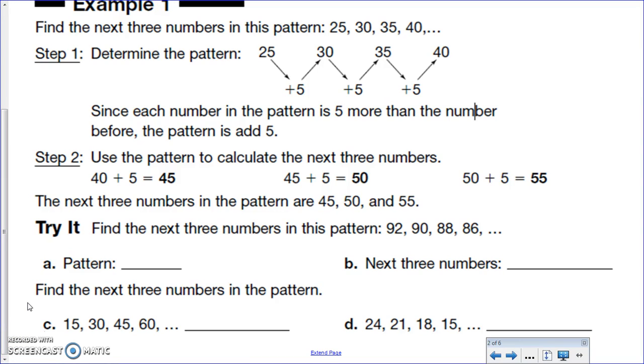Try it. Find the next three numbers in this pattern: 92, 90, 88, 86. So the first thing we have to do is figure out what we're adding or subtracting. And we know because the numbers are going down, we're subtracting. So from 92 to 90, we have minus 2. From 90 to 88 is minus 2. And from 88 to 86 is also minus 2. So our pattern is subtract 2.